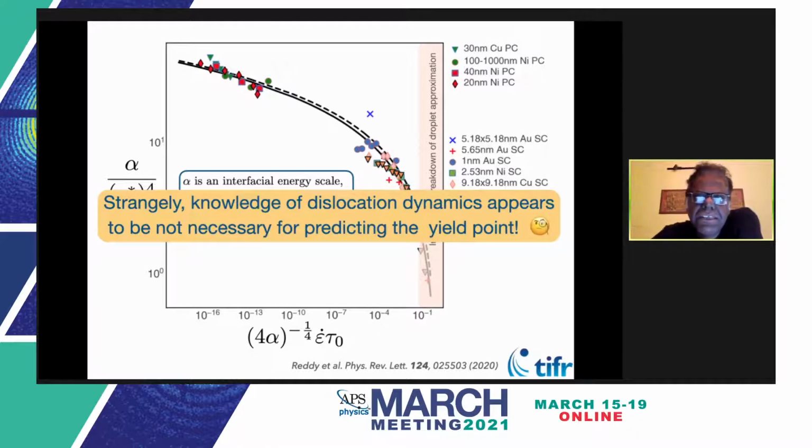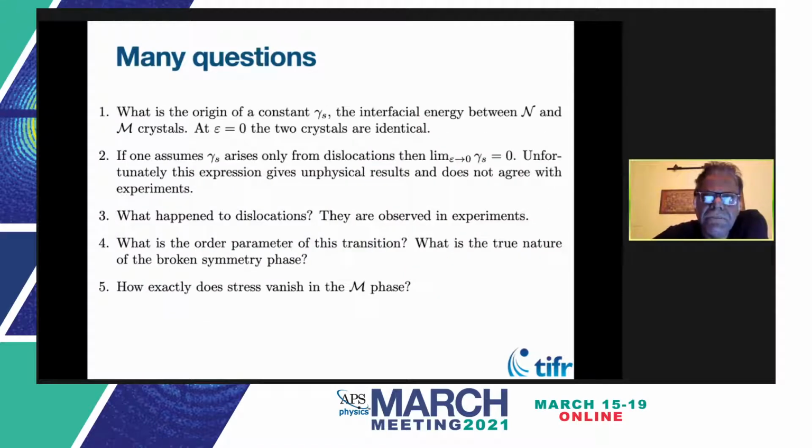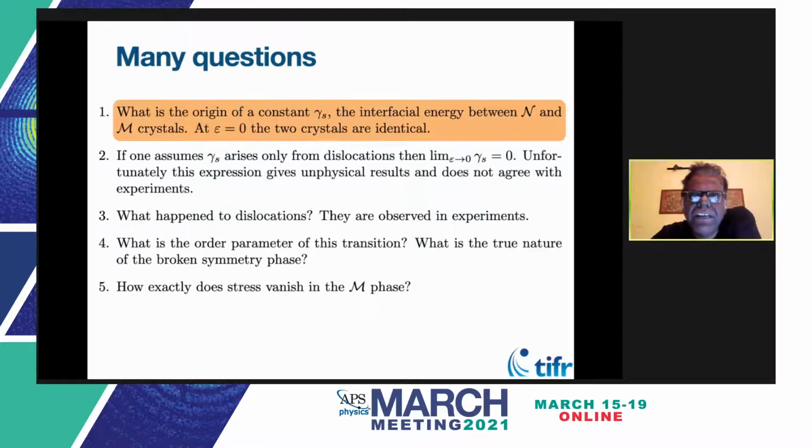Okay, so we have a theory which explains data, but strangely, no knowledge of dislocation dynamics was necessary for predicting the yield point. This is extremely surprising and raises many questions. So, of course, the first question is, what is the origin of this constant interfacial energy? Why is it constant even at epsilon going to zero, where 2 crystals should be identical? Actually, if one assumes that this interfacial energy arises only from dislocations, then you get an expression which gives completely unphysical results.